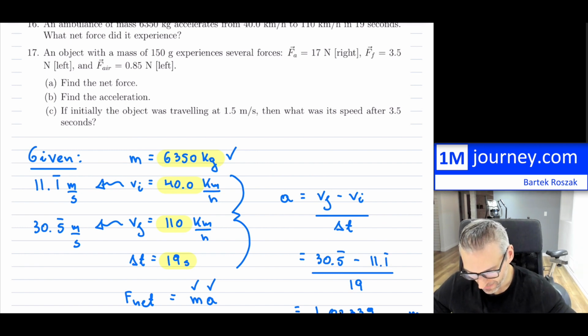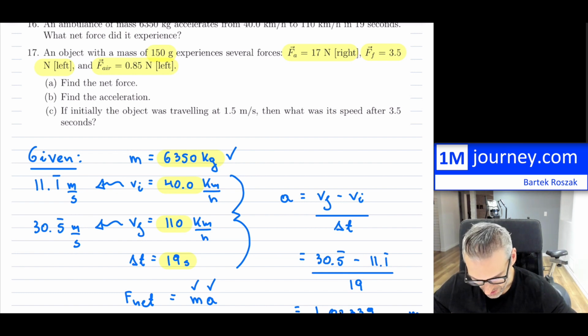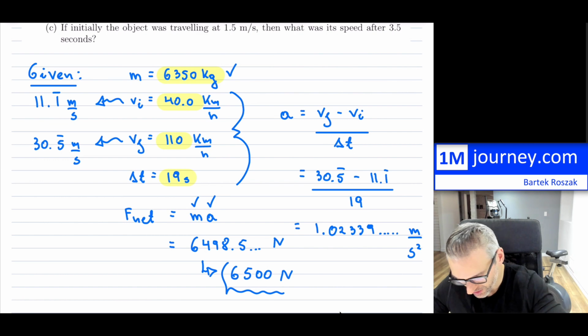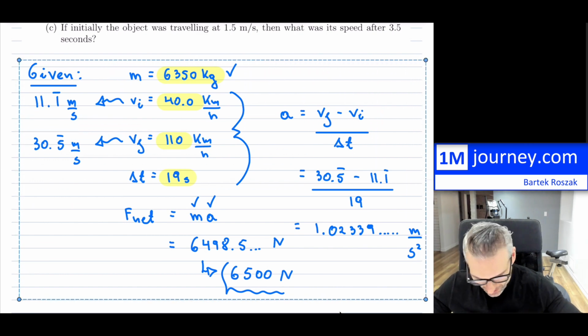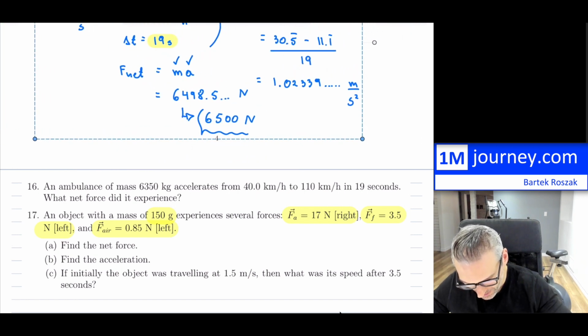This example states an object with a mass of 150 grams experiences several forces. So notice we have all of these different forces on this little mass here. We have this particular force to the right. We have a force of friction right here to the left. And then we have another force of friction, which is due to the air, which is also to the left.